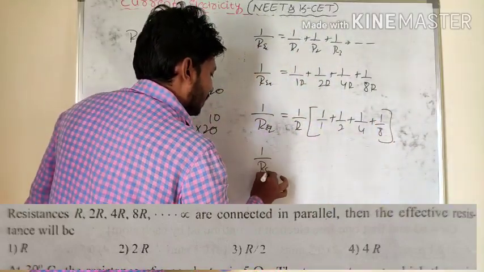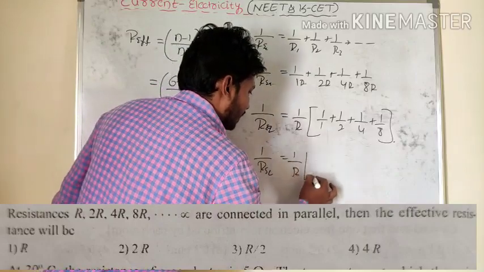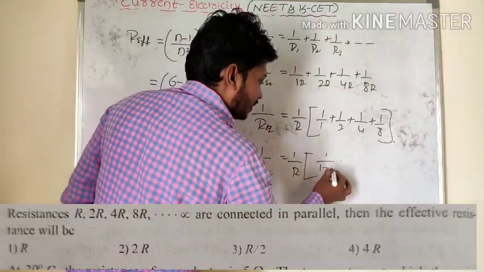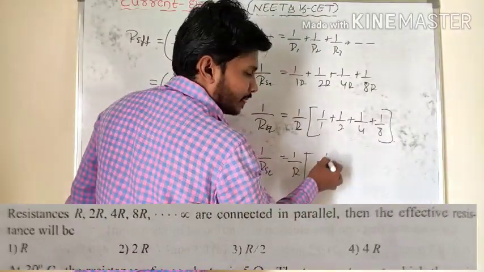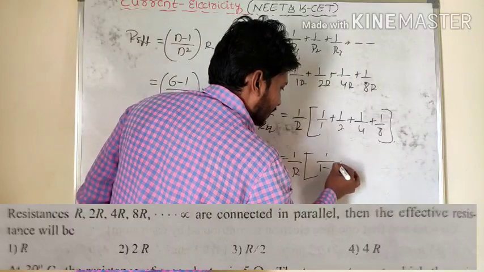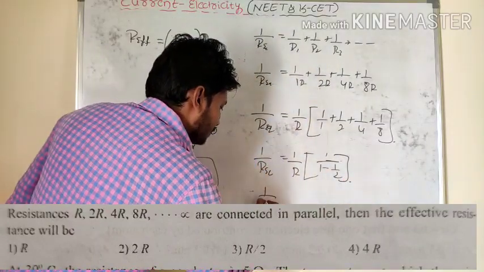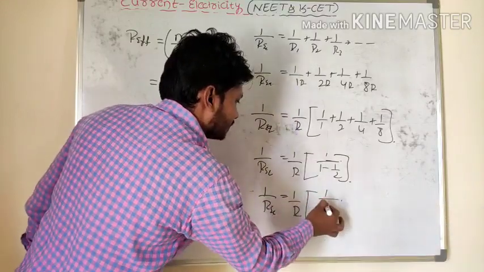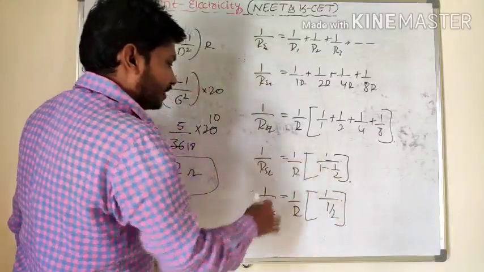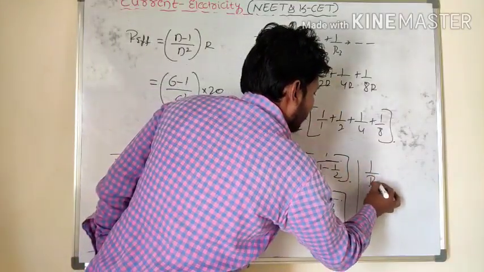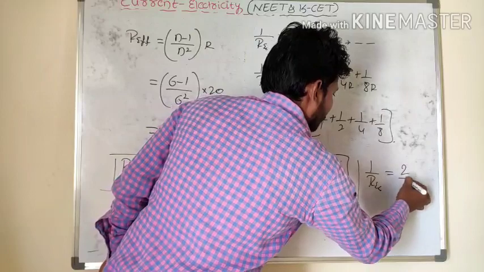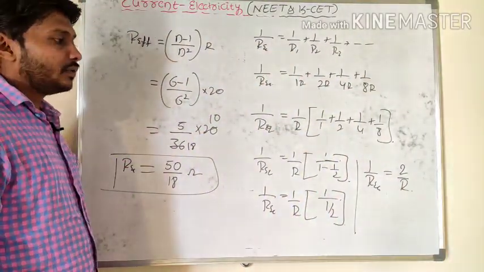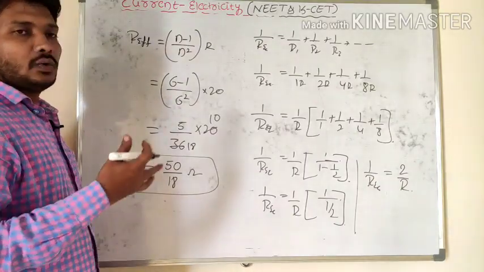So 1 by R equivalent is equal to 1 by R into 1 divided by 1 minus, using the formula A divided by 1 minus the common ratio, 1 by 2 here. So 1 by R equivalent is equal to 1 by R into 1 minus of 1 by 2. So that 1 by R equivalent is equal to what? 2 by R here.